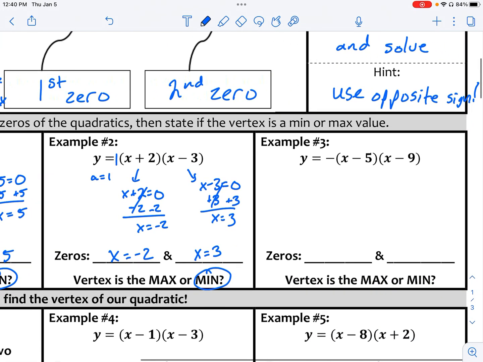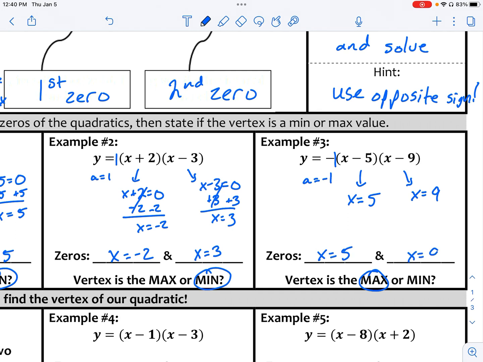I'd recommend pausing the video and trying the next one before you watch it. All right, to check your answers. This time we have a negative in the front, so a is negative 1. So if it's negative, it's opening down, so it's going to have a maximum. And this time, see if you can just skip the solving step and just change the sign. So this one, x minus 5, so I'm going to change the sign. It becomes positive 5. Here, x minus 9, change the sign, x equals positive 9. So my zeros are at 5 and at positive 9.